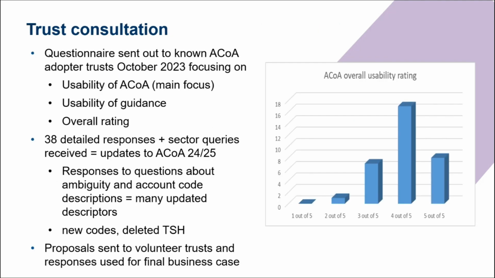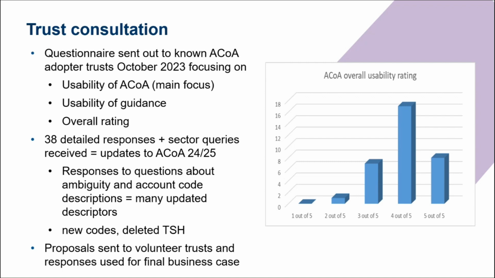As of last year, about 35% of trusts were using the Academy Chart of Accounts. So we thought that was a really good time to consult with trusts to find out how usable the Academy Chart of Accounts was. We sent out a questionnaire last October to trusts known to be using it, to find out what worked well, what account codes were missing. Was there any confusion around some of the account codes? Was there some ambiguity around some of the codes?